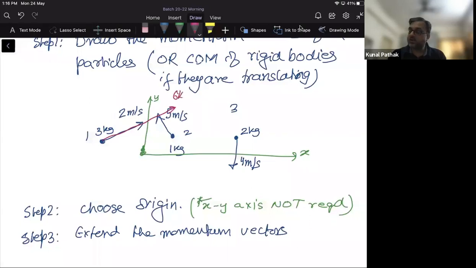So this guy will have magnitude 6 kilogram meter per second. This guy will have magnitude 5 kilogram meter per second. And this guy will have magnitude 8 kilogram meter per second. So these are the momentum vectors. Now I'm supposed to extend these momentum vectors, just like we extended the force vectors, both directions.